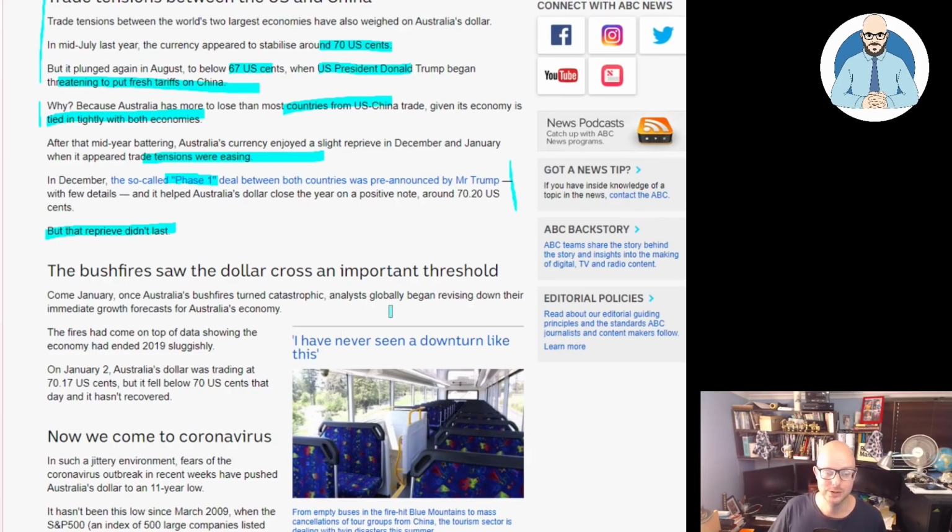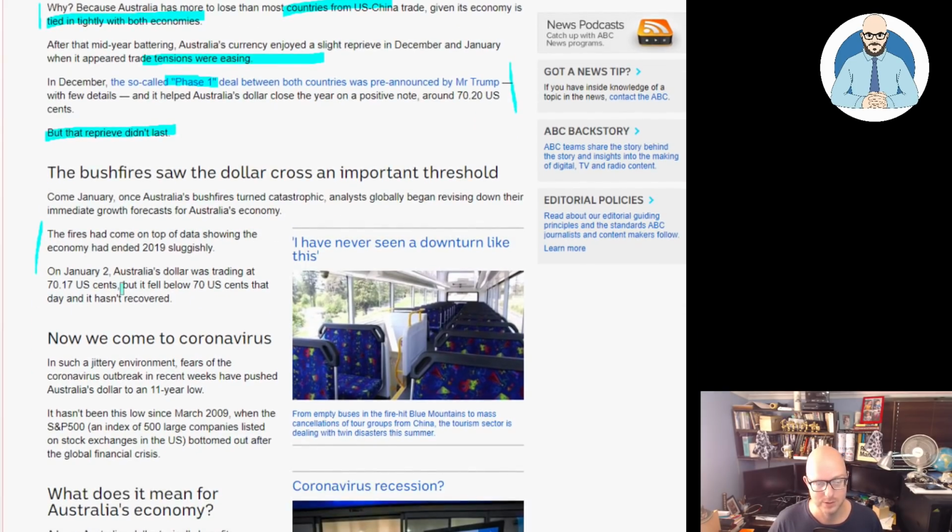So, the bushfires saw the dollar cross an important threshold. Come January, once Australia's bushfires turned catastrophic, analysts globally began revising down their immediate growth forecast for Australia's economy. The fires had come on top of data showing the economy had ended 2019 sluggish. On January 2nd, Australia's dollar was trading at 70.17 US cents, but fell below 70 US cents that day, and it hasn't recovered. And, well, there's a psychological barrier at all these points too.